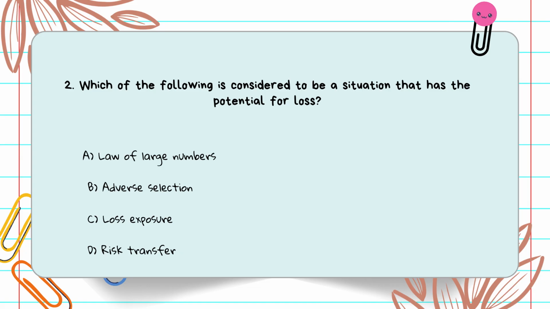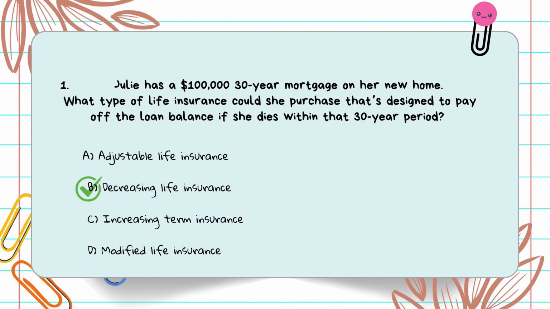Let's say you never get in a car again. Then you're not exposing yourself to the risk of a car accident. But the moment you start driving again, boom, you have the potential for loss. That's what we call loss exposure. Anytime you're in a situation where a loss could happen, the answer is C, loss exposure.